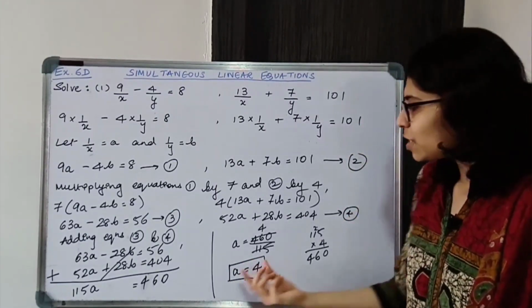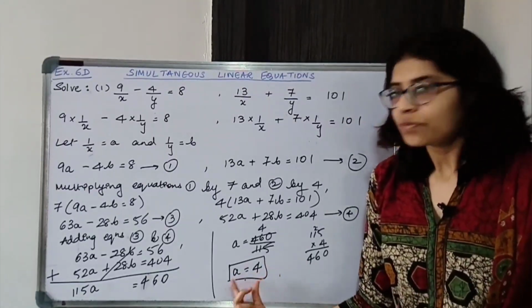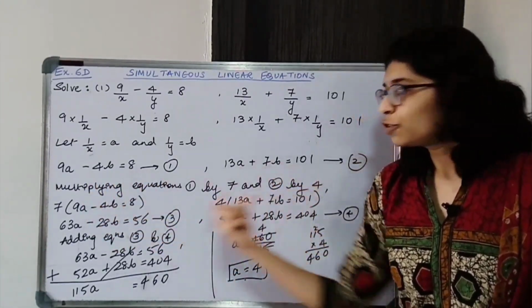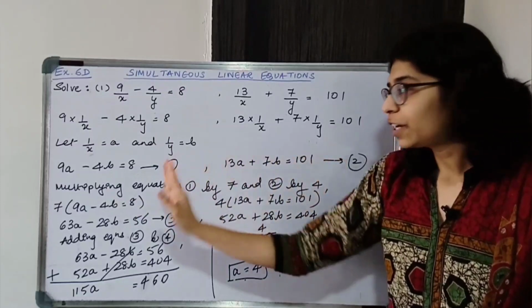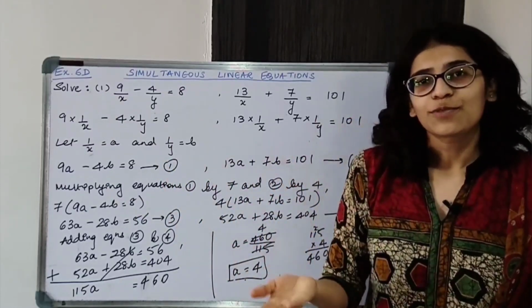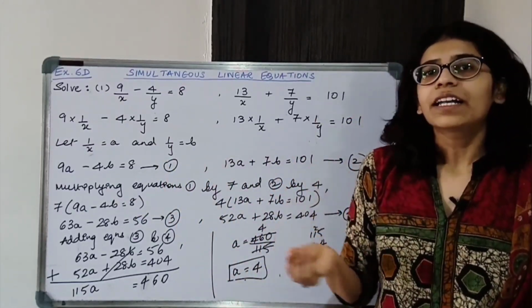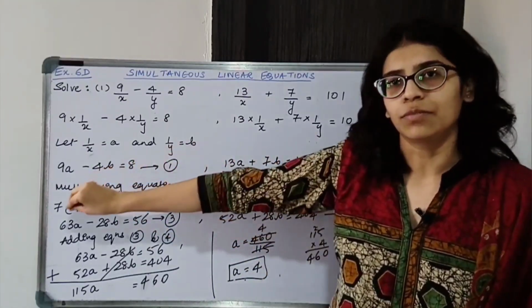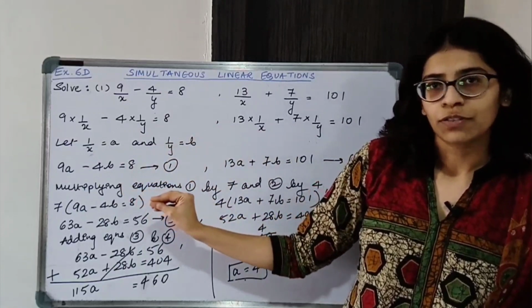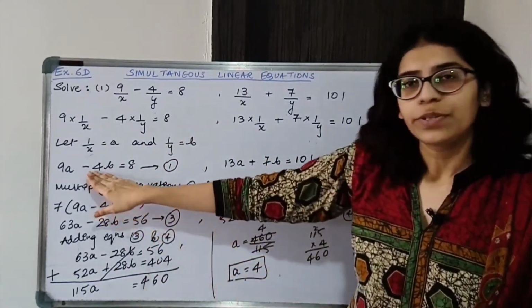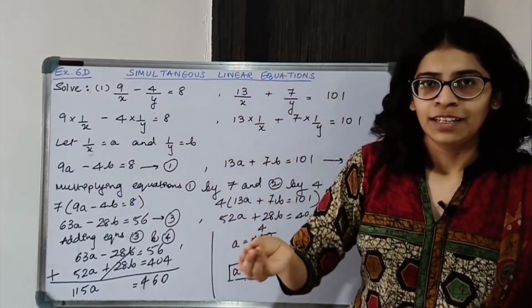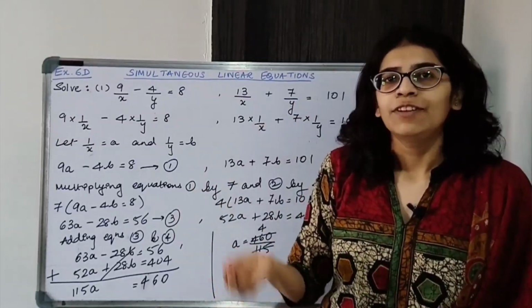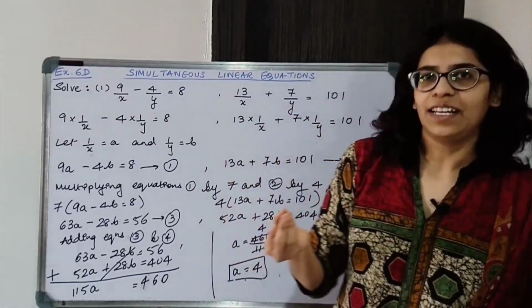Now we just have to substitute the value of a in any of the 4 equations. You have 4 equations over here, 1 2 3 4. Which one to substitute in? Any of them. But I would suggest 1 or 2, because these equations have smaller numbers. Okay, it becomes easier to solve. So I'll substitute in equation 1 and find the value of b. Once we get the value of a and b, we will find the value of x and y.